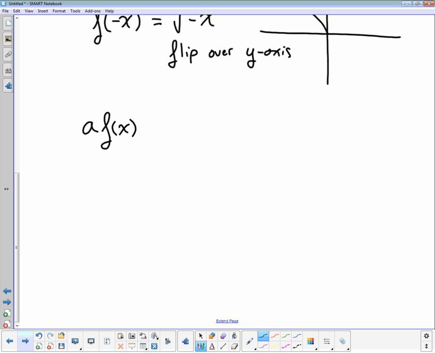Okay. It's a stretch or a compression horizontally or vertically. No, it doesn't. It only stretches it vertically. It does not compress it horizontally. And we're going to talk about this a little bit. This is a vertical stretch.